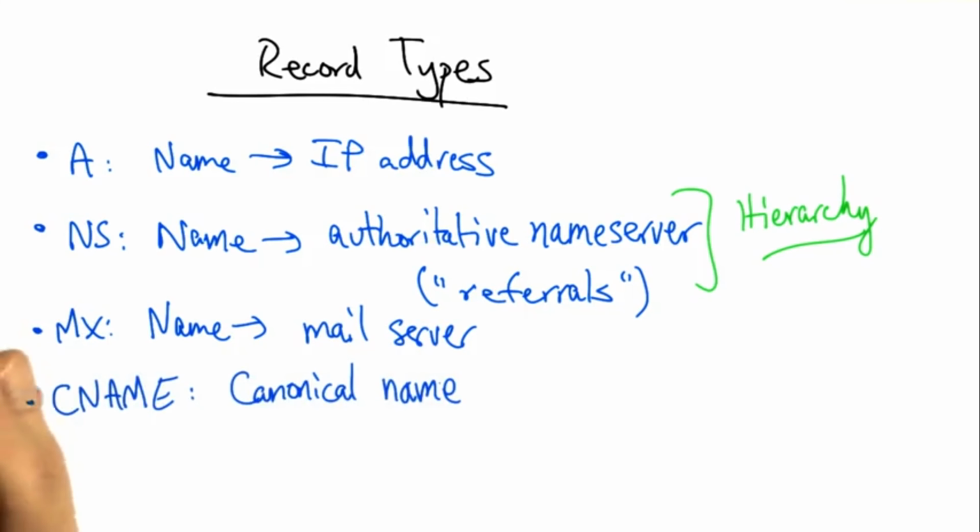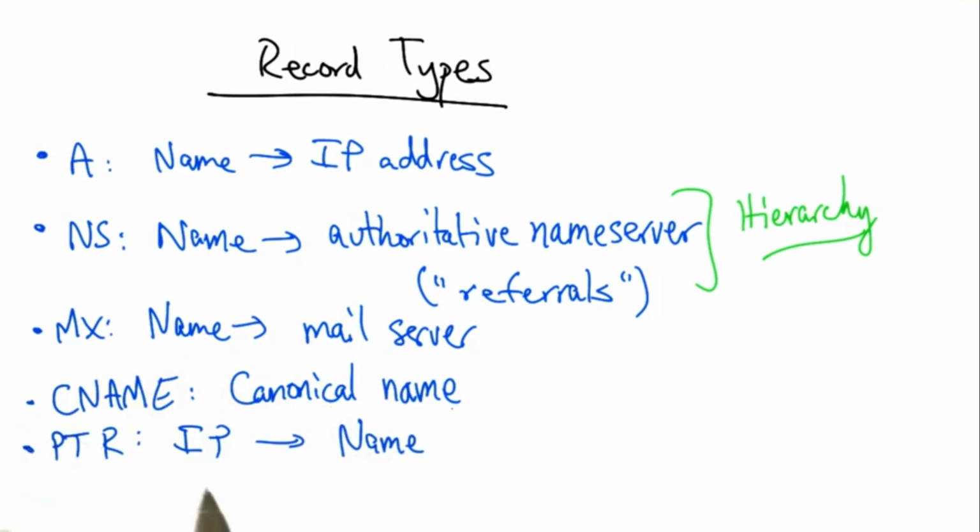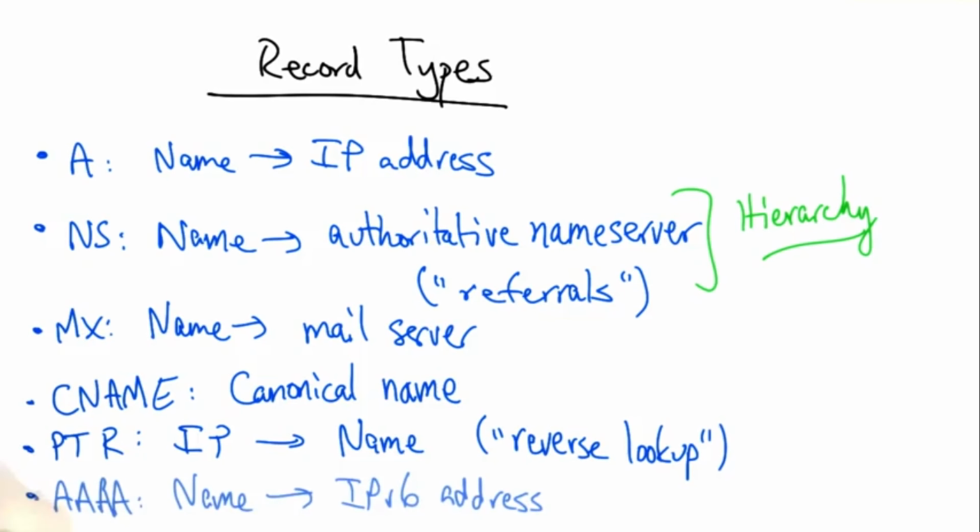Occasionally, one name actually is just an alias for another name. For example, www.gotek.edu actually has a slightly different real name. The CNAME is basically a pointer from an alias to another domain name that needs to be looked up. The PTR is another record that we'll look at, and this maps IP addresses to domain names. For example, if you wanted to know the name for a particular IP address, you need to issue a PTR query. This is sometimes called a reverse lookup. Finally, a quad A record maps a domain name to an IPv6 address.